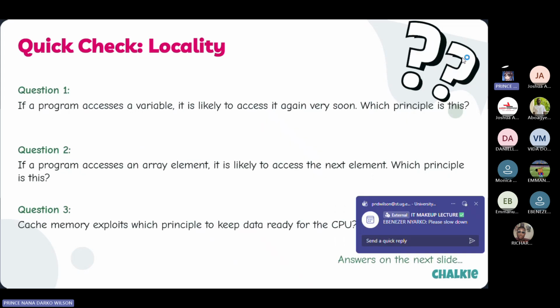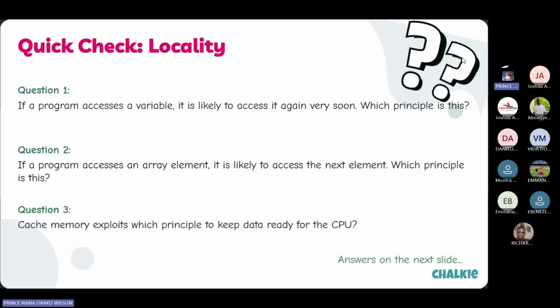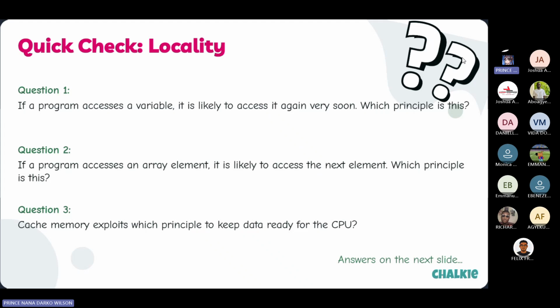And then here are some, okay, sorry, I'll slow down. There we are. So here are some examples. If a program accesses a variable, it is likely to access it again very soon. So you see, very soon, time. Which principle is this? Is this temporal locality or spatial locality?